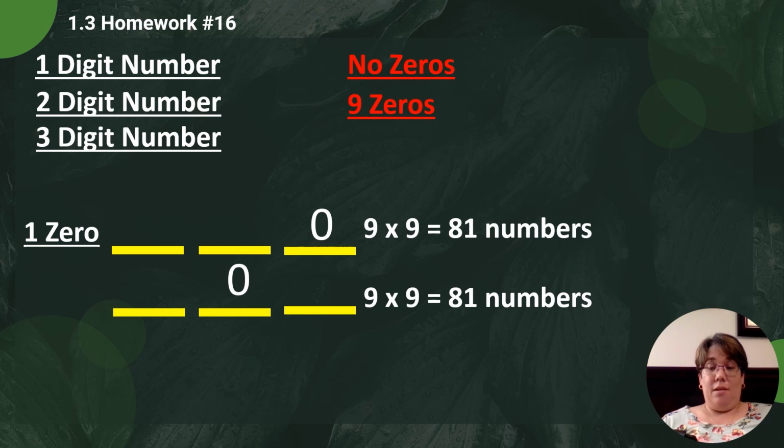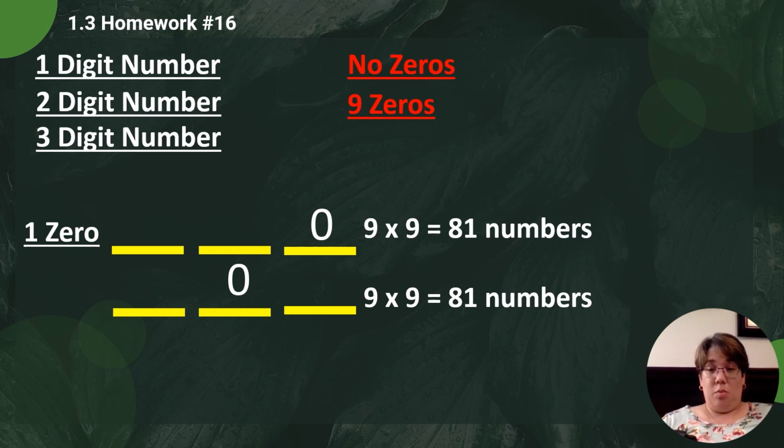Okay, are you with me? Now, that's with 1 zero. There's no more with just 1 zero because you're not going to have a 0 at the beginning of your number. All right? So that's it for just 1 zero.